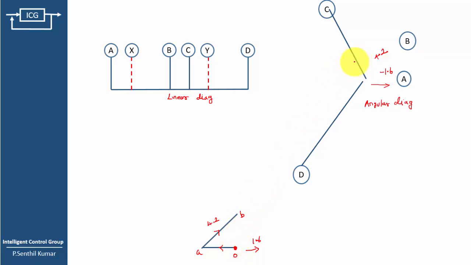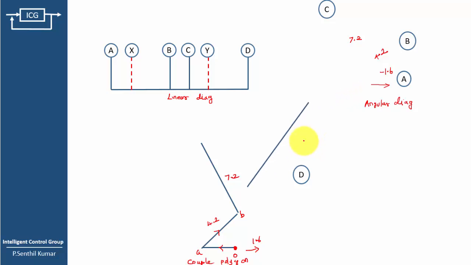Next move C. So the C value is 7.2. Refer to the table. Corresponding plane C, the value of distance 7.2, I mean couple. So mark 7.2. Just move this line from the angular diagram to the couple polygon. The name of the diagram is couple polygon. Then finally move D. So the D value is 9.6. So this is 9.6 centimeter. Take 9.6 as 9.6 centimeter.